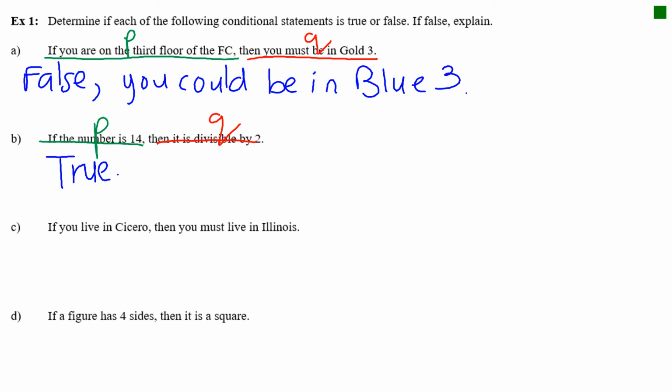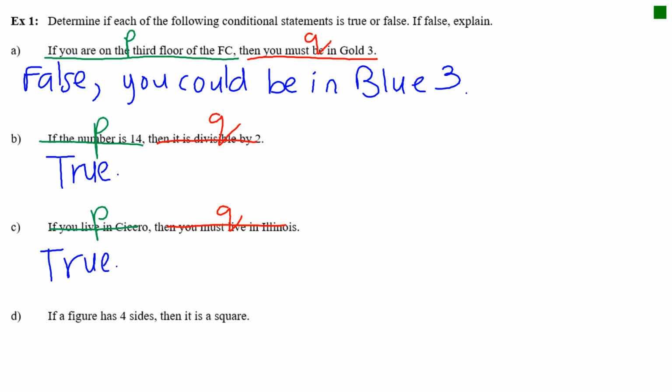All right, C. If you live in Cicero, then you live in Illinois. If you live in Cicero is my hypothesis P, then you must live in Illinois is my conclusion Q. Now, for just about everybody who lives in Cicero, it's true. Sure enough, if you live inside Cicero, you must live in Illinois. There could potentially be other cities in different states named Cicero, but right now we're assuming that the only Cicero in the United States is in the state of Illinois. So this would be true 100% of the time.